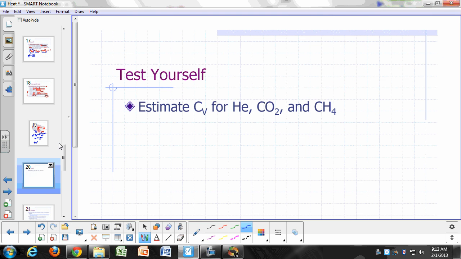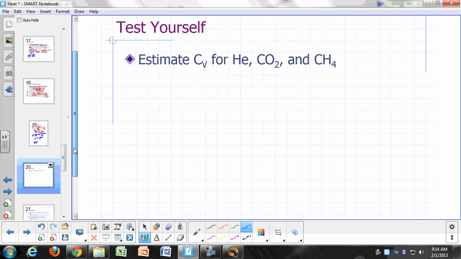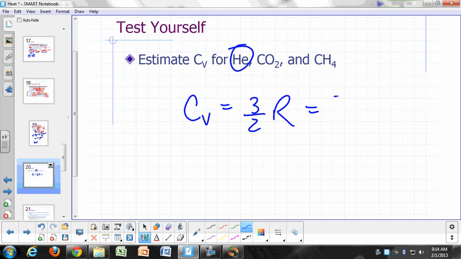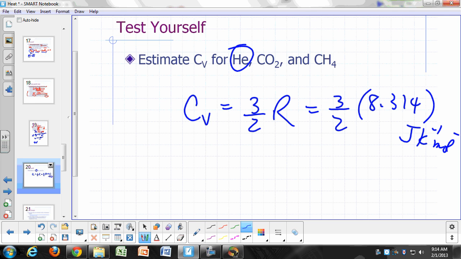All right. So let's estimate heat capacity at constant volume for helium. What would it be? Helium, monatomic. Only thing it does is move from place to place. Translational motion, no rotation, no vibration. So CV for that would be 1/2 R for each translational mode, 3/2 R. So what would that be? 3/2 times 8.314, right? And the unit is what? Joules per Kelvin per mole.